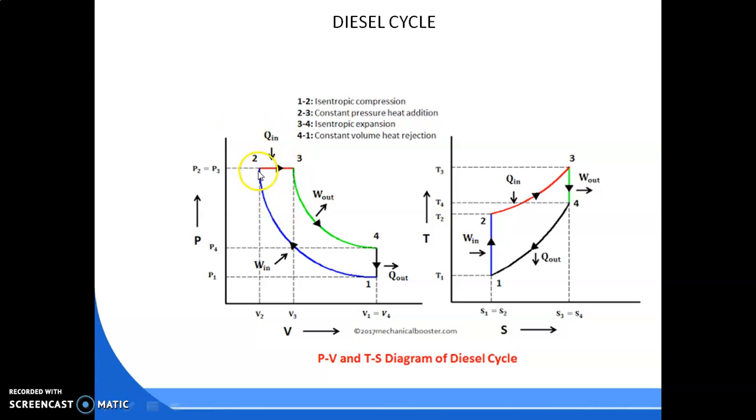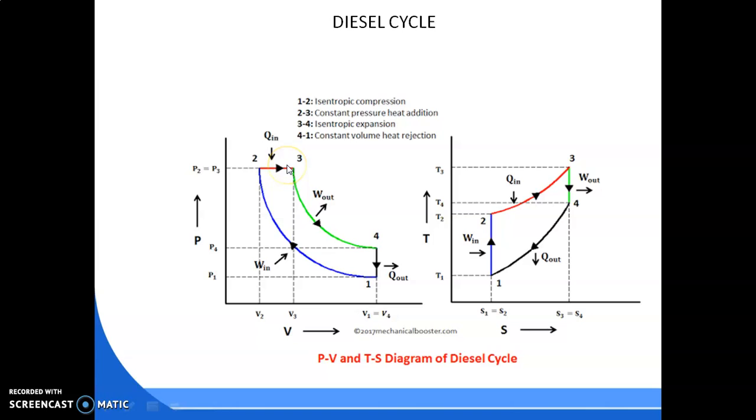The air will be compressed up to state 2. Then fuel will start injecting at state 2, and it will end at state 3. Okay. So constant pressure heat will be added here. 2 to 3 is your constant pressure heat addition.